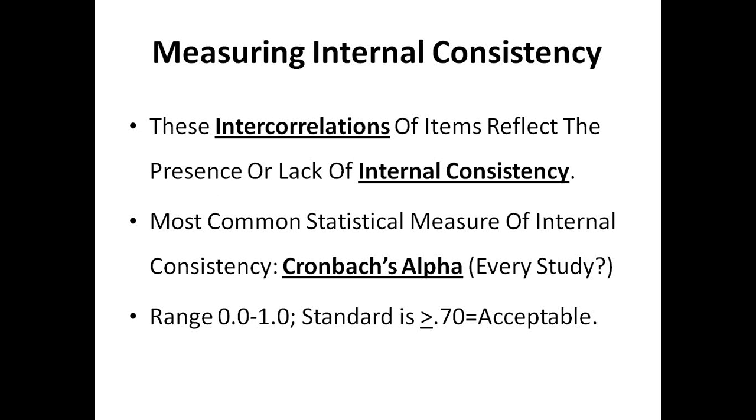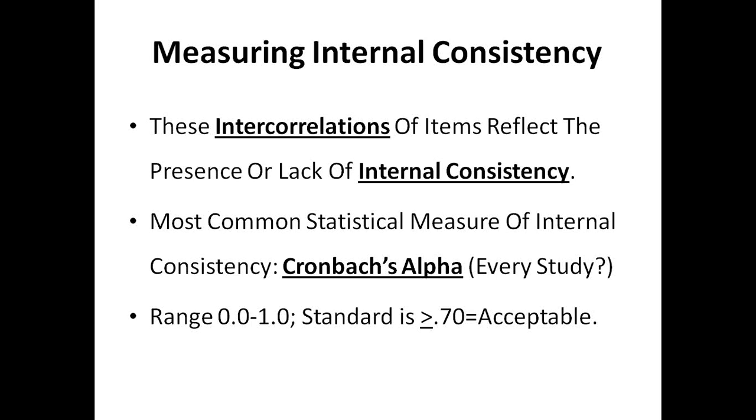So the intercorrelations, right, inter-item correlation, called intercorrelations of the items, reflect the presence or lack of the presence of internal consistency. So the stronger these correlations are, the more internal consistency, reliability, the measure is said to have.